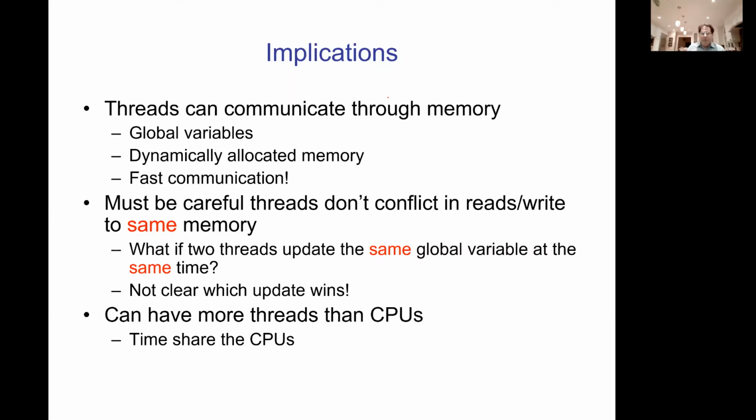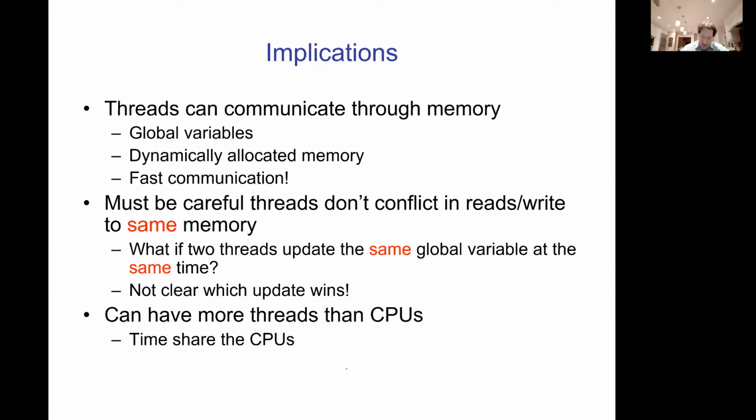However, this comes with some things you have to be careful about. Because the threads share global memory and memory that was created with new, you can have problems where two threads, for example, update the same global variable at the same time.